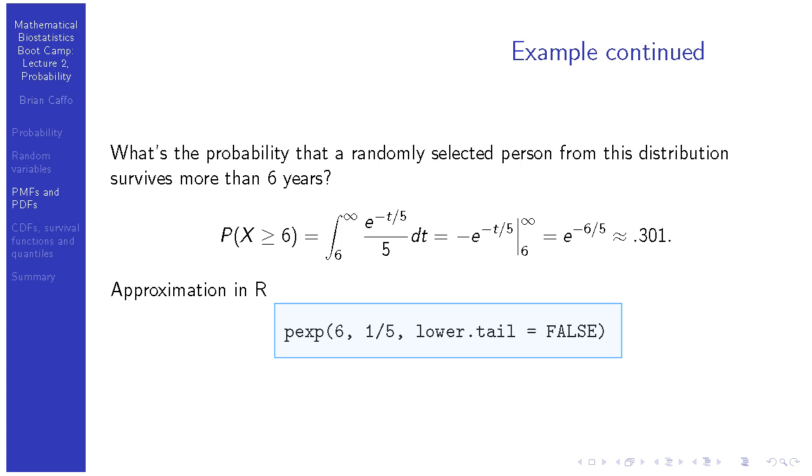Lower dot tail equals false will give you 6 or larger. I want to elaborate on that point, by the way. For a continuous random variable, the probability that it takes any specific value is in fact 0. Now that seems strange, but it's true. So remember, areas under probability density functions correspond to probabilities.